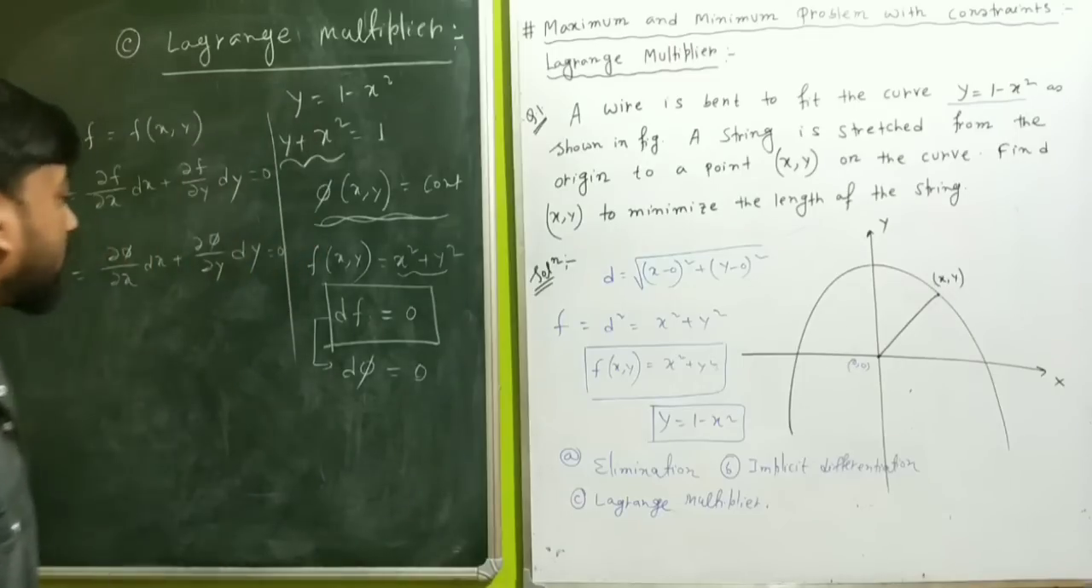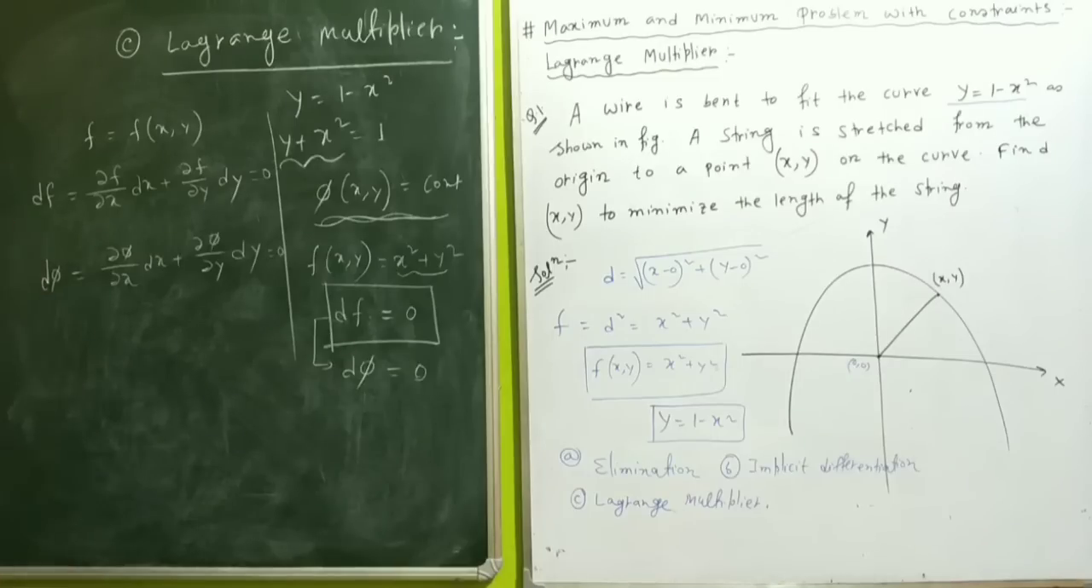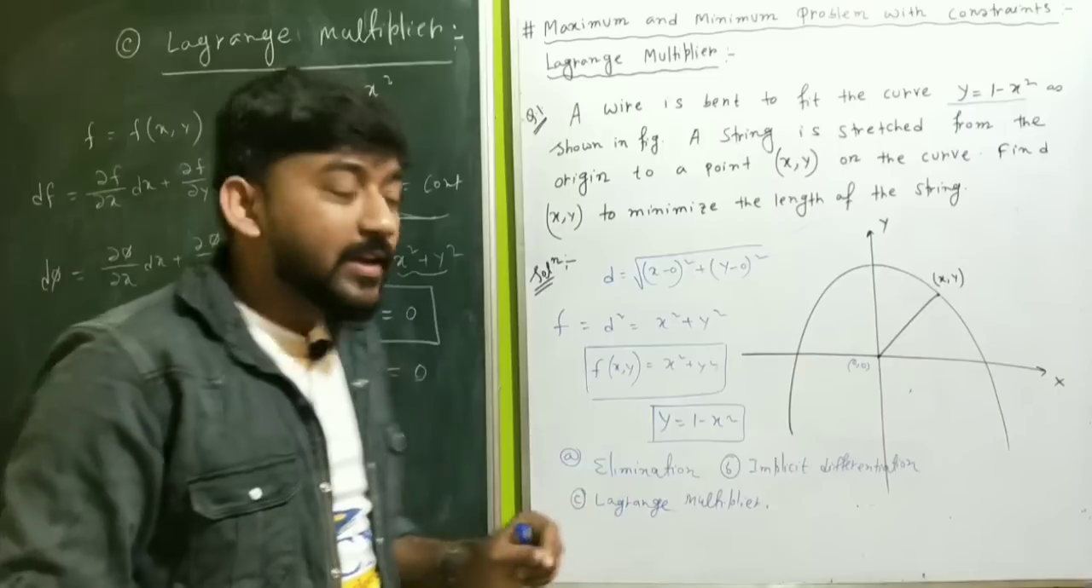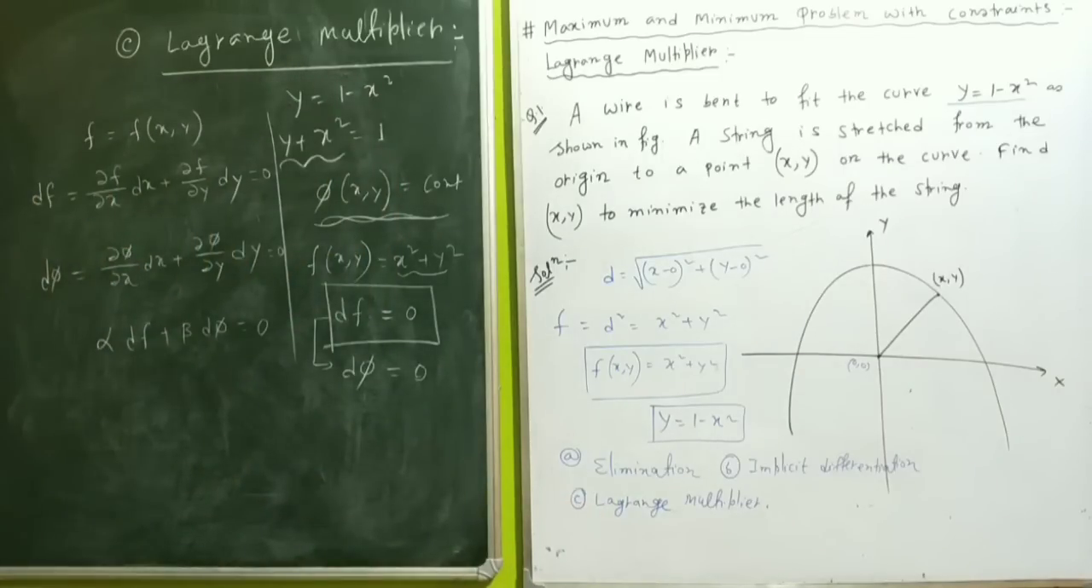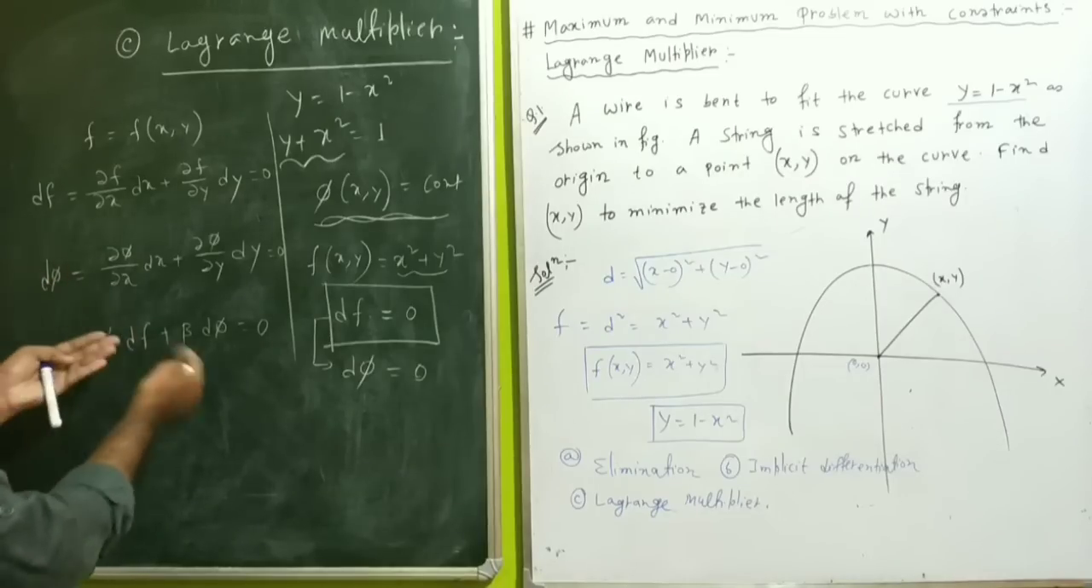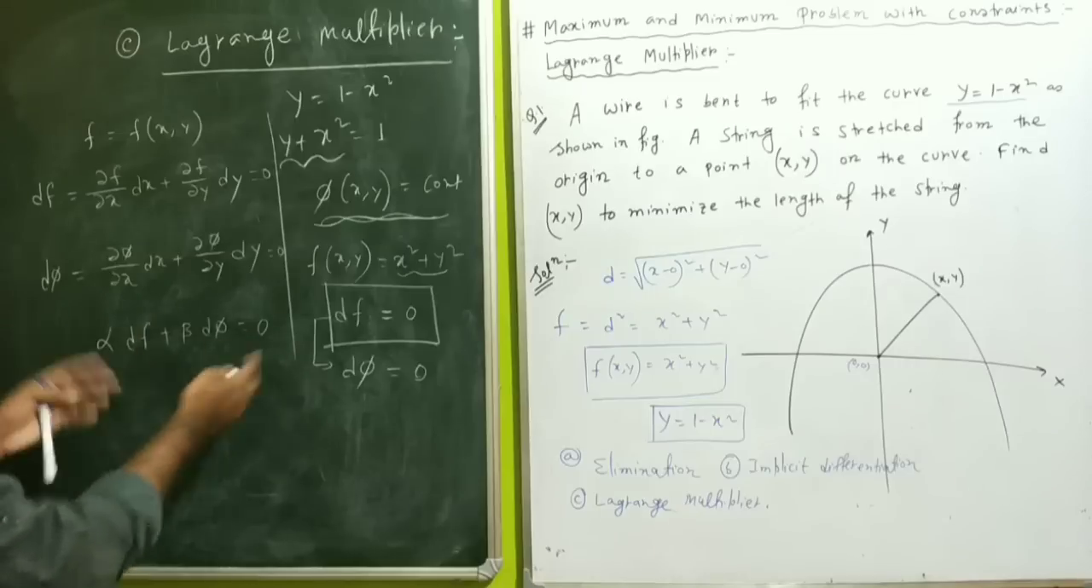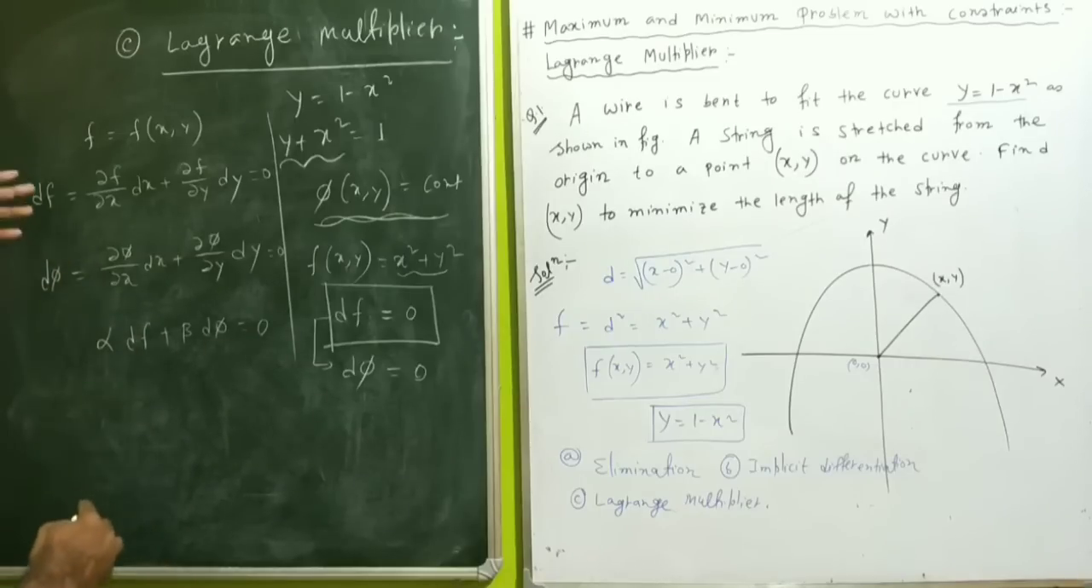So now what you can write? You can write this addition of these two with some constant is obviously 0. Because if df is equal to 0, then d phi is equal to 0. You always have constants that will lead you to alpha df plus beta d phi is equal to 0. And this alpha and beta are called Lagrange's multipliers. And you have to always choose this kind of constant. You know why? Because these constants will always give you the method to add these two functions.